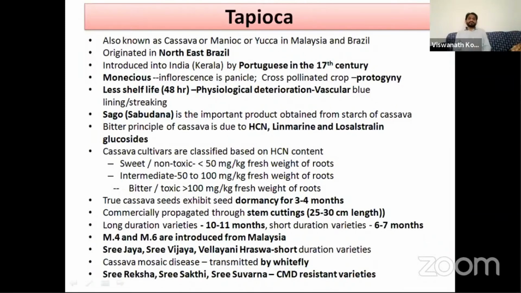Two varieties, M4 and M6, in tapioca were introduced from Malaysia. Examples of short duration tapioca varieties are Sri Jaya, Sri Vijaya, and Velaini Kasva. Cassava mosaic disease is a very important disease in tapioca. It's a very big problem in cassava. It is transmitted by the whitefly. Three years ago, the first cassava mosaic disease resistant varieties were released by CTCRI. They are Sri Raksha, Sri Shakti, and Sri Suvarna.